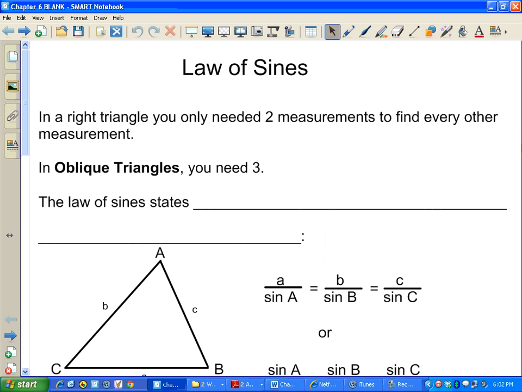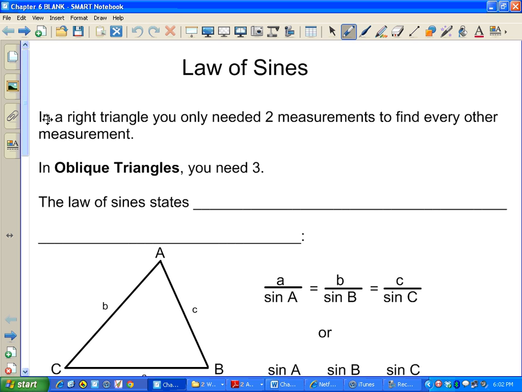We're going to move away from right triangles now and start dealing with oblique triangles, which are triangles that are not right. Any triangle that's not a right triangle is generally classified as an oblique triangle. And there are two laws that we can use to solve these triangles, to find every part of them. The first one is the law of sines.